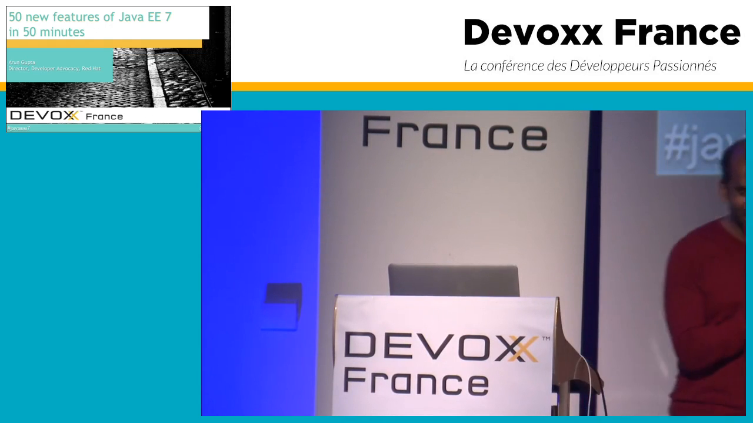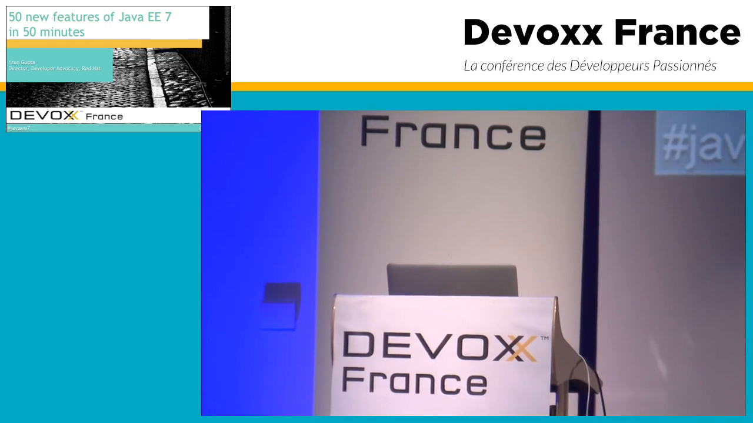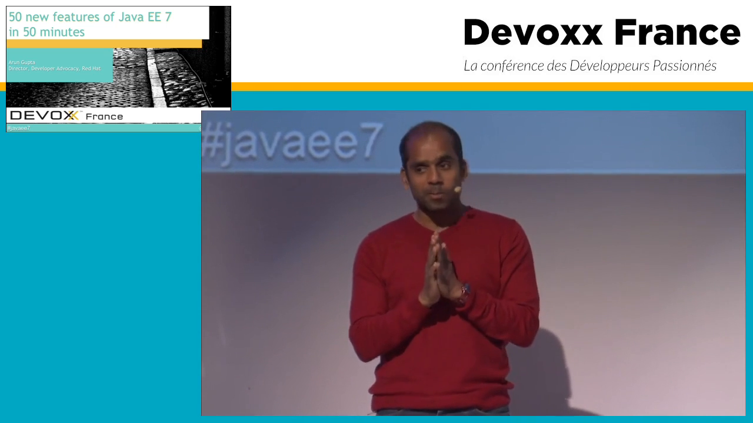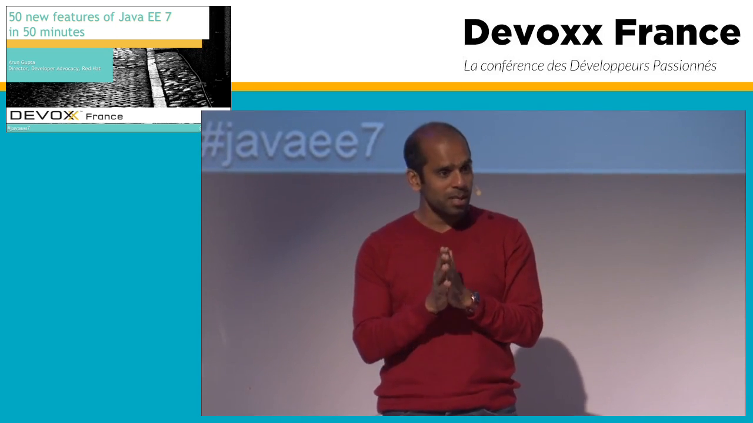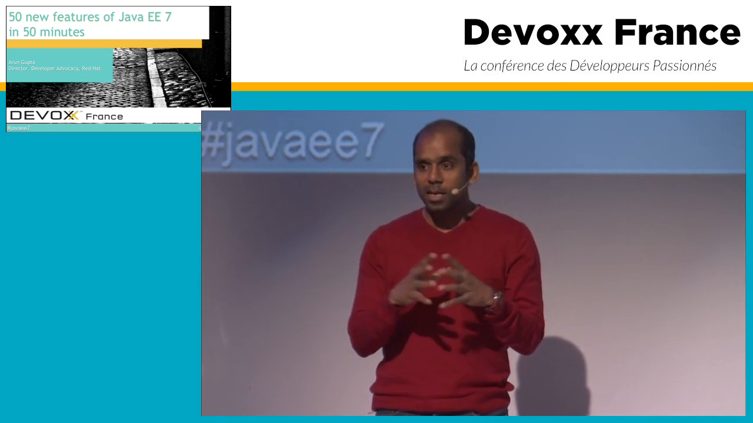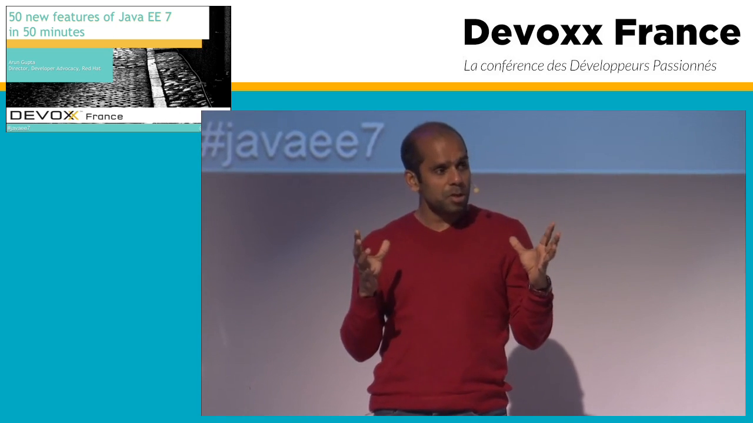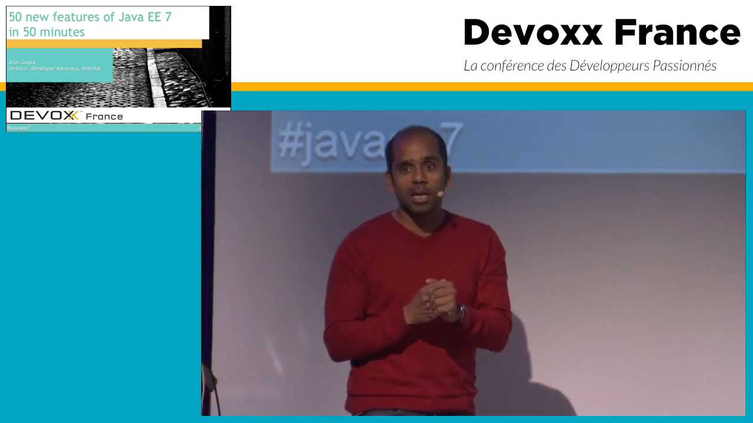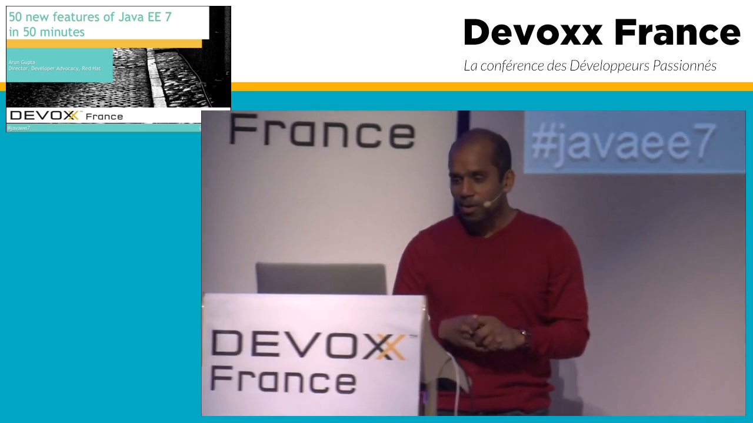Hello. All right. This is pretty much one of the last sessions of the conference, so we thought we're going to keep it fun, as we call it, as drink from the fire hose. So it's a lot of content in here. 50 features of Java EE 7 in 50 minutes. And I realize I've already lost like 20 seconds doing the introduction here.